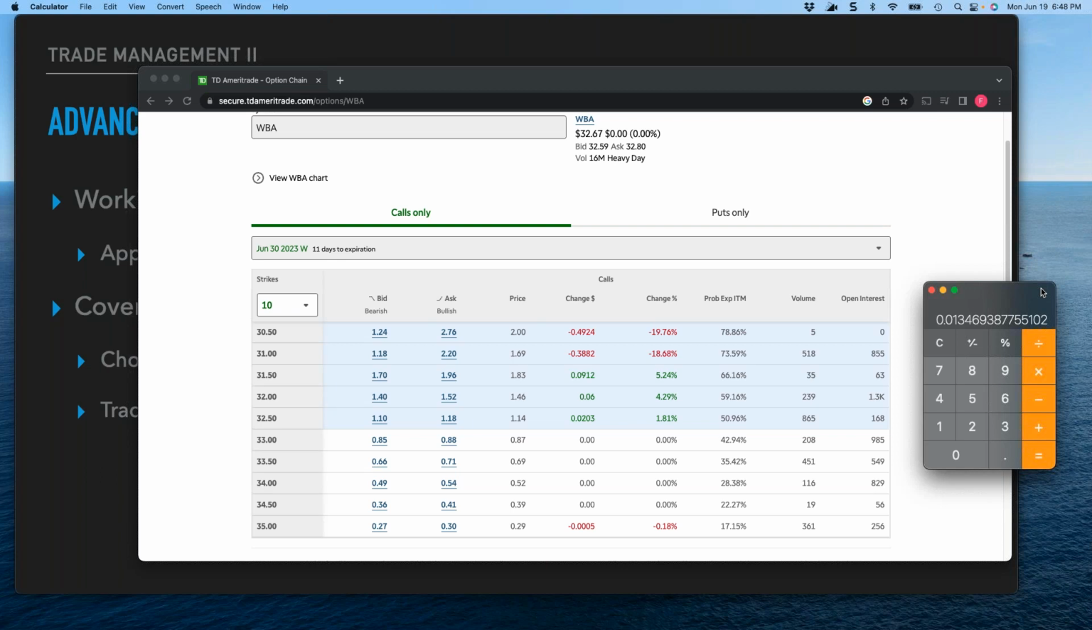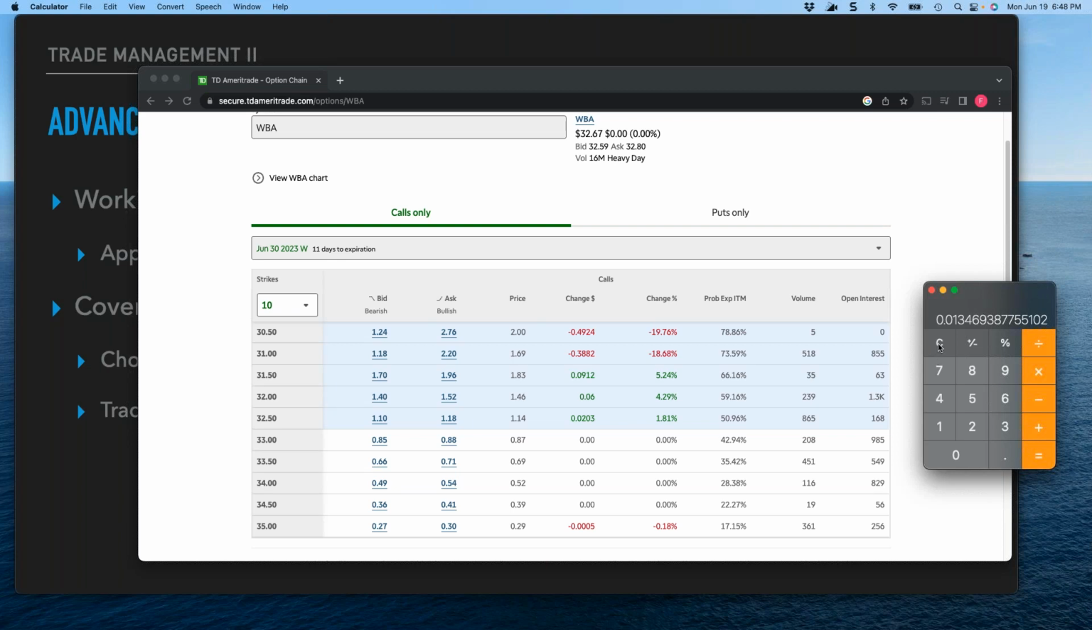Now, as long as the stock does not drive above 33.50 within the next 11 days, then this covered call will expire worthless. The 66 cents remains in my account, and I can count that 66 cents against my overall cost basis of $49. And then I can decide whether or not I want to place another trade.